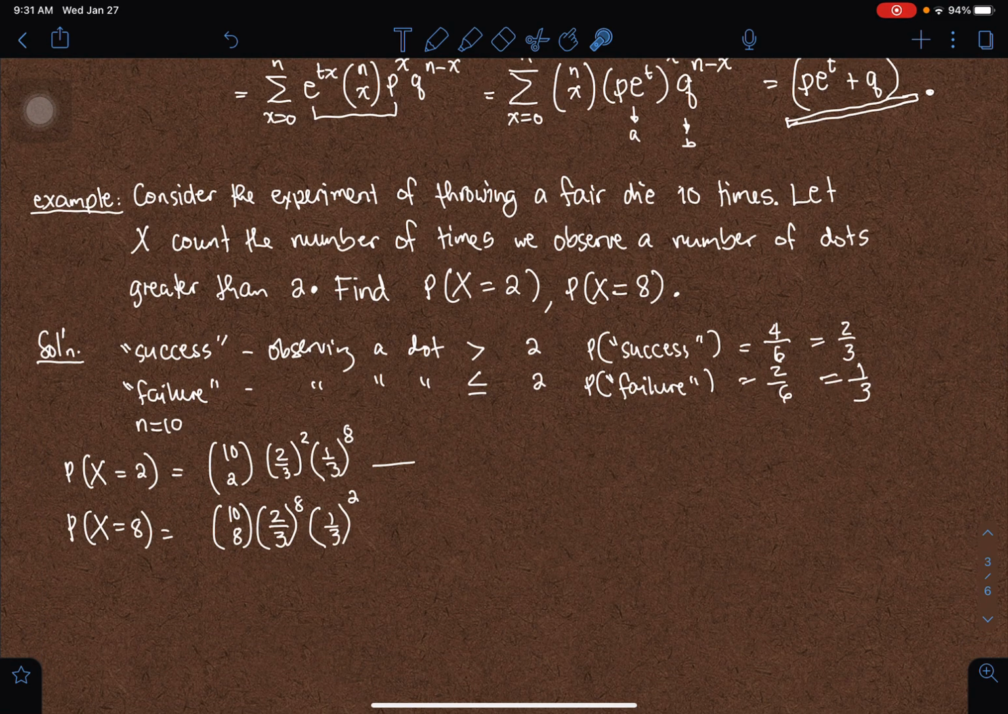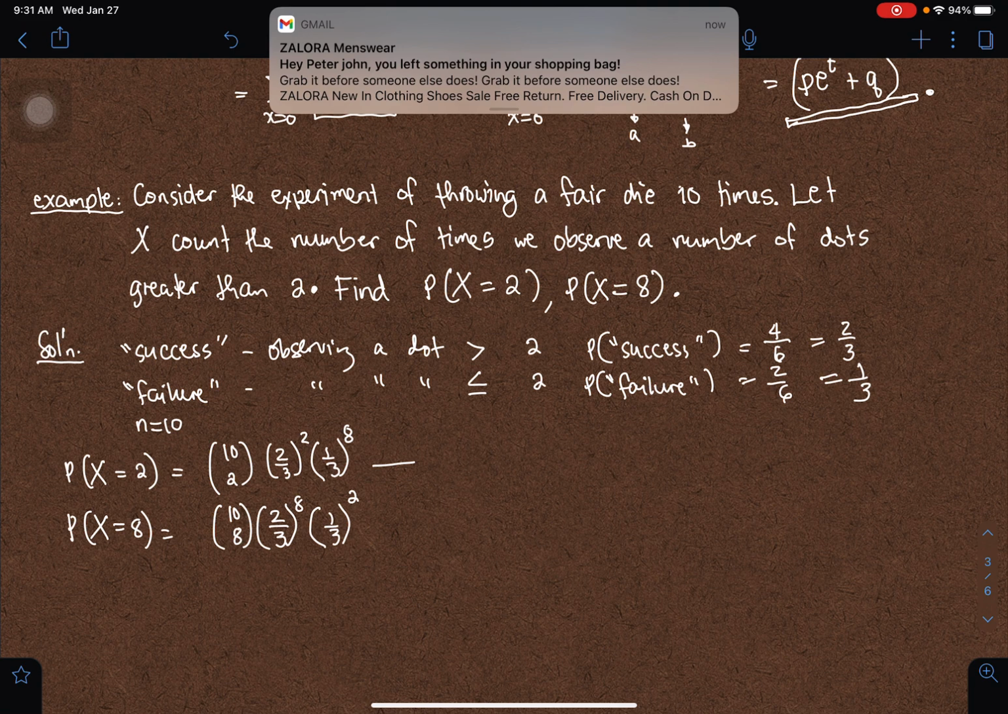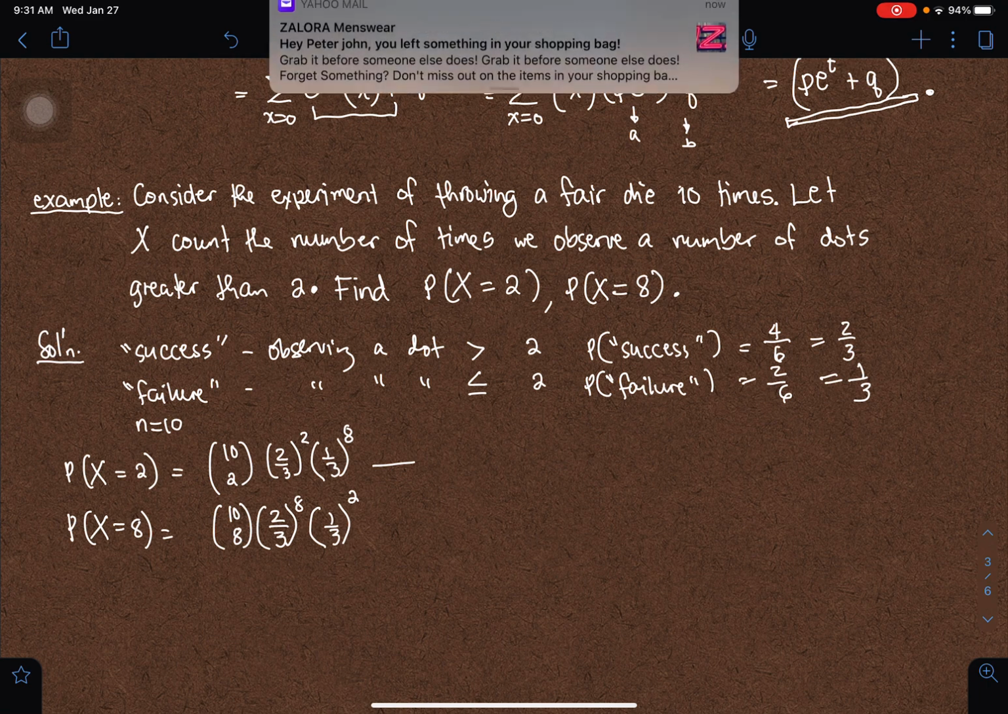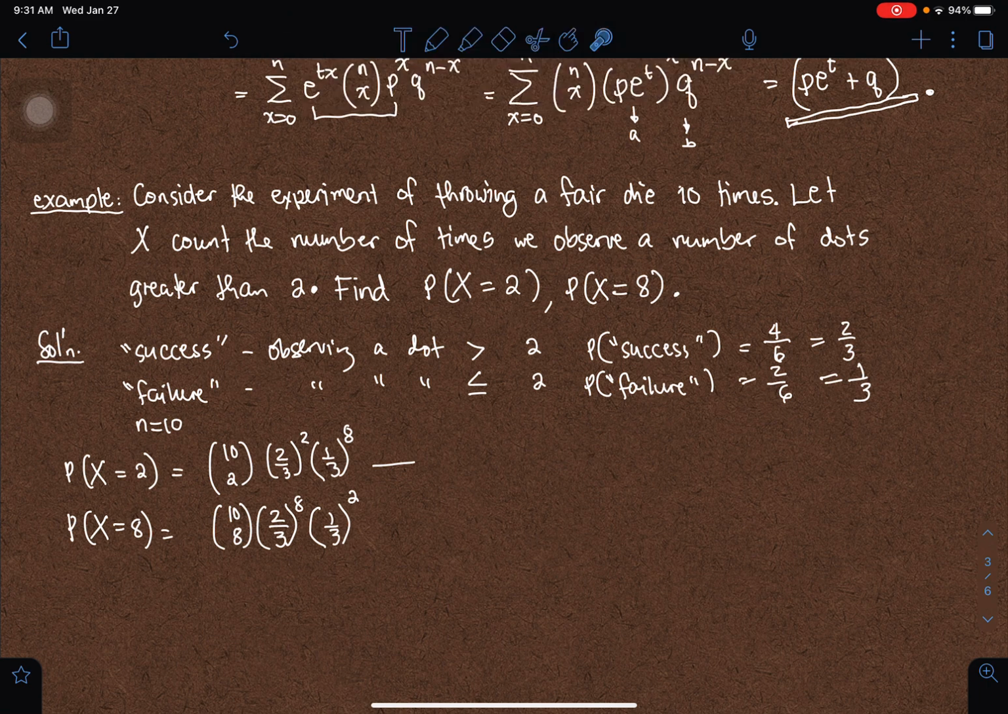Consider the experiment of throwing a fair die 10 times. Let x count the number of times that we observe a number of dots greater than 2. Find the probability that x is equal to 2 and the probability that x is equal to 8. Now, you might wonder why our experiment here is throwing a fair die. We know that there are 6 possible outcomes, but we can actually dichotomize the outcomes of the experiment.